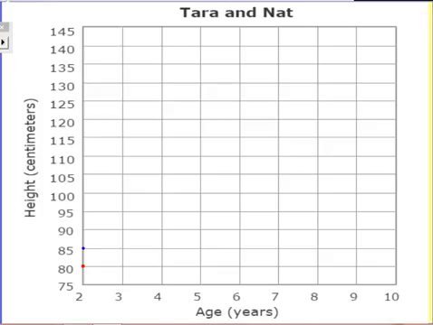Then I want you to go back and write on your worksheet, Tara's rate of change was, and then was it faster than Nat's, slower than Nat's, or was it a steady rate of change? Did it change the same amount? Then I'd like you to write the same thing for Nat. How did he grow? And what was his rate of change from 2 to 4 and then from 4 to 10? Write that on your worksheet, please.